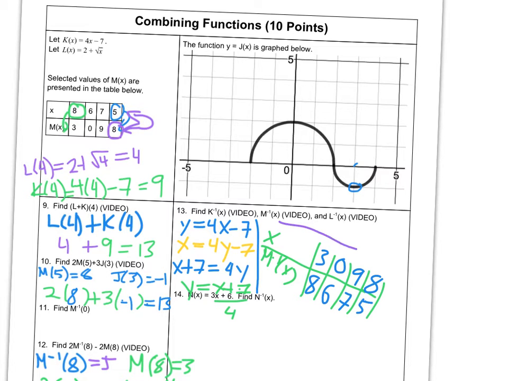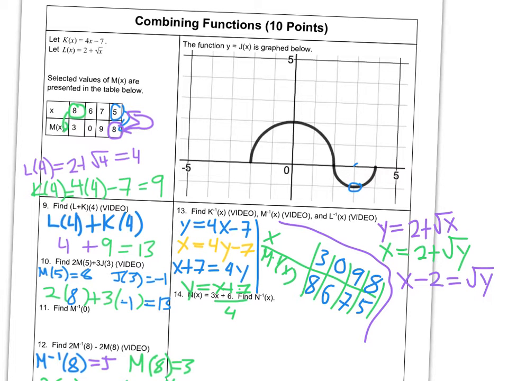And finally, we've got L of x we have to take the inverse of. That's going to start out as y equals 2 plus the square root of x. I'm going to switch my x and y: x equals 2 plus the square root of y. I'm going to minus 2 from both sides: x minus 2 is equal to the square root of y. Then I'm just going to surround the x minus 2 in parentheses, because to get rid of a square root, we've got to square both sides. I'm just going to leave this as is. You don't have to do anything else besides this.